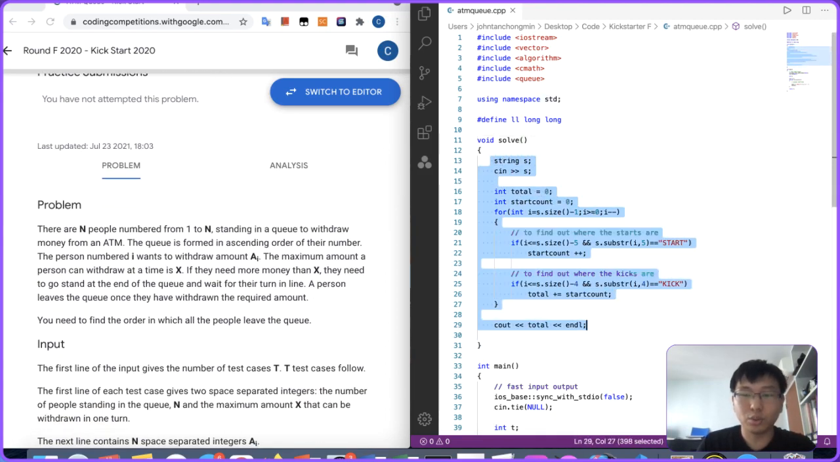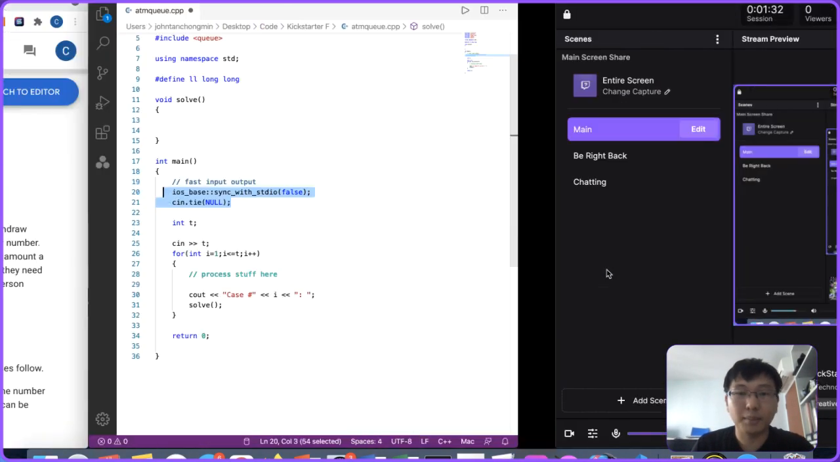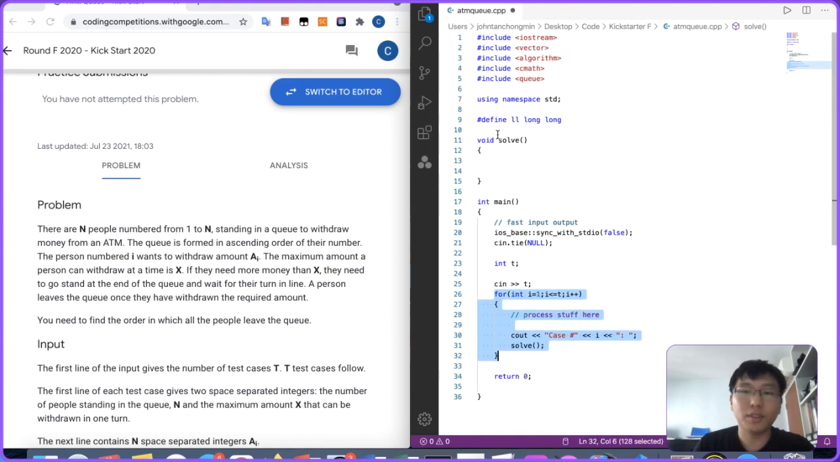So if you are interested to do Google Kickstart, I recommend having a format like this. You have an input and output over here. Okay, am I streaming? Yep, I'm streaming. And then over here, you have different case numbers, and then over here in your solve, you do the code to solve it.